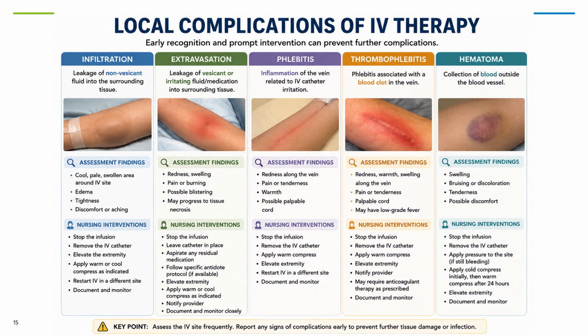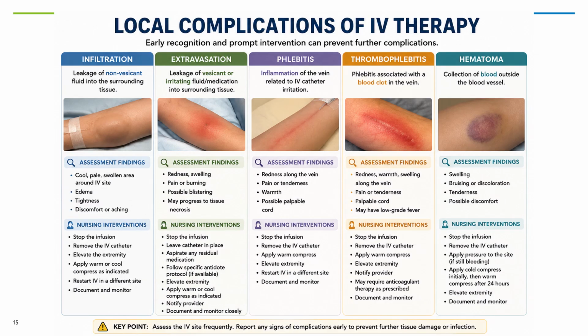Finally, we have a hematoma. This occurs when blood leaks out of the vessel and collects in surrounding tissue. It's most commonly caused by a difficult IV insertion, vein puncture, or catheter removal without adequate pressure. So you'll often notice things like bruising, swelling, tenderness, and discoloration. And for the treatment, we're going to stop the infusion.